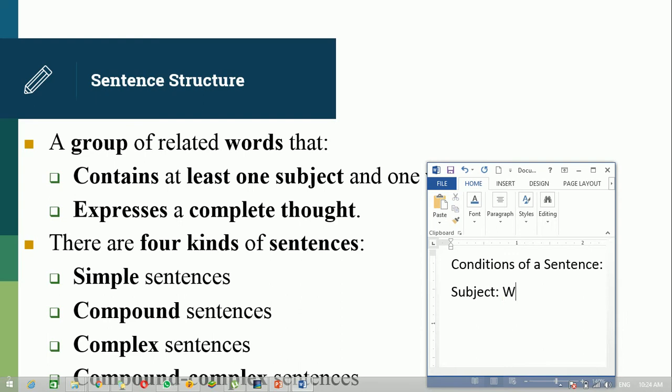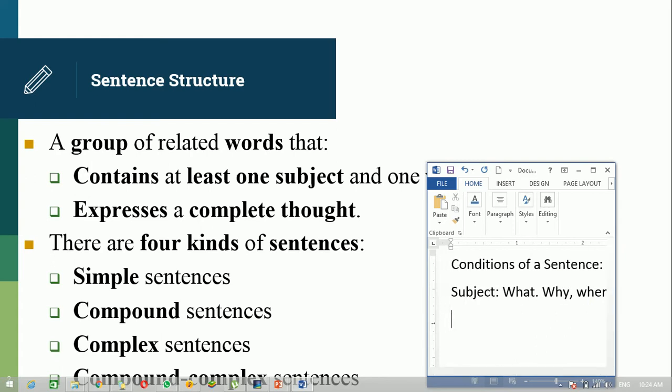So I repeat myself. What is a subject? Noun and pronoun. Why do we use a subject? To make the base of a sentence. Where do you use a subject? Before the main verb. So we define it: a subject is a noun or pronoun, usually used before the main verb to make the base of a sentence. That's the first condition. Any group of words which doesn't have a subject cannot be called a sentence.